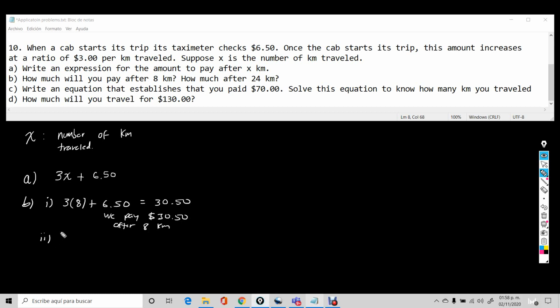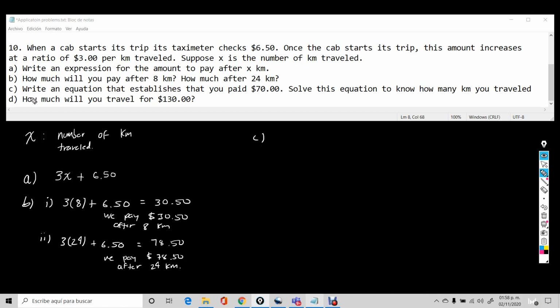And section 2, it's pretty much the same, right? But for 24 kilometers. So 3 times 24 plus 6.50, and that's going to be, you can use a calculator, that's fine, no problem. That's what these things were invented for. So you're gonna pay $78 with 50 cents. So, short conclusion, we pay an amount of $78 with 50 cents after traveling for 24 kilometers. Simple.